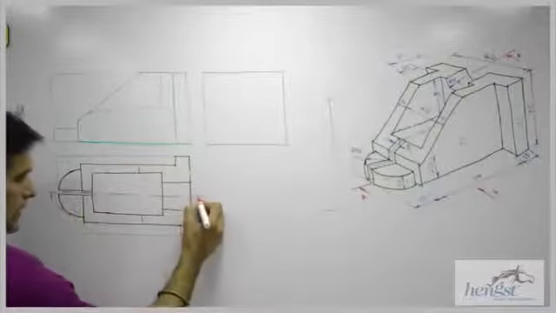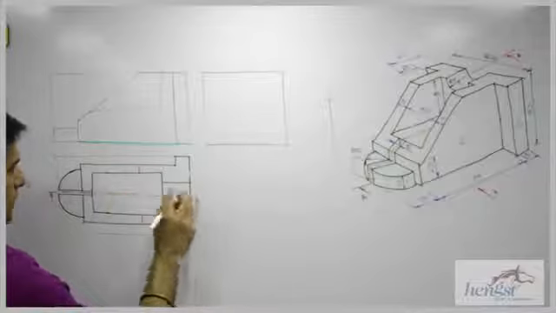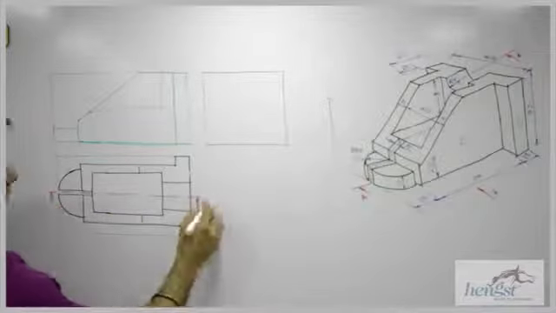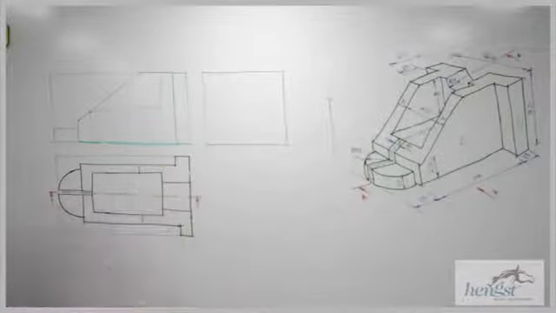We can show this cutting plane line AA. This I will come back to you regarding this. Now first we will draw side view. So we are done with top view. Now we'll see side view.